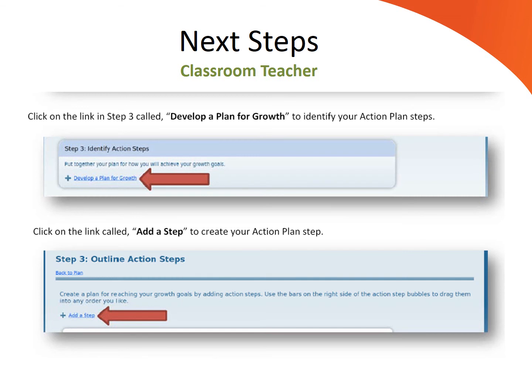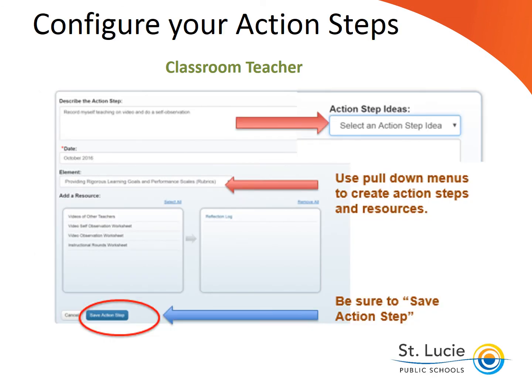Click on the link called Develop a Plan for Growth to identify your action steps. Click on the link to add a step to create your action plan step. In the Describe the Action Step box, you will describe what actions you are going to take to grow in your particular element. This is where you'll identify the things you plan to do. Will you engage in a book study, a webinar, a workshop? How will you put your research into practice?